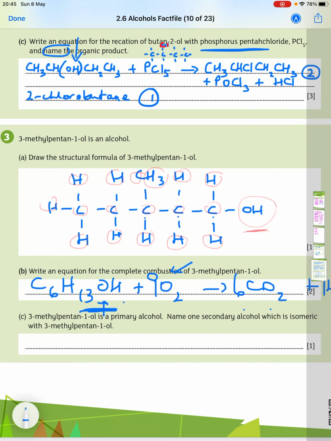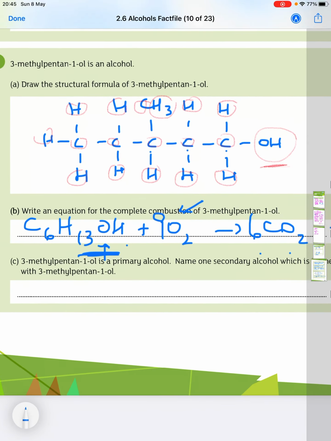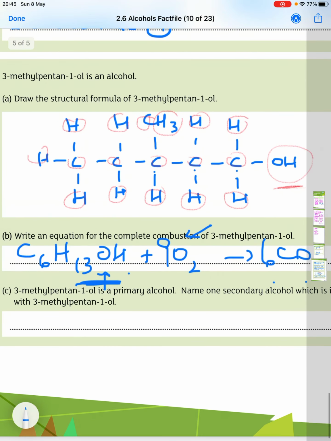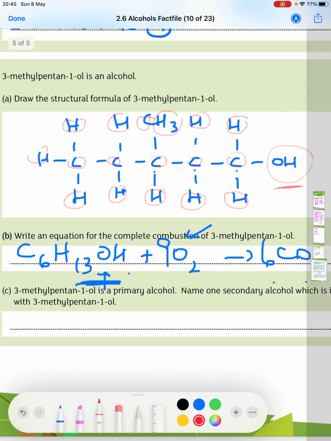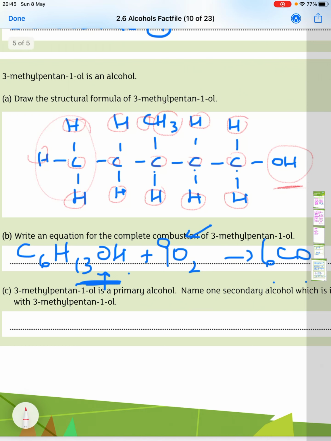3-methyl pentan 1-ol is a primary alcohol. Name one secondary alcohol which is isomeric with 3-methyl pentan 1-ol. So we've drawn the structure of the alcohol in question at the top there. So we're looking for something else which is secondary, which is isomeric with it. So the easiest thing to do here is to consider what would happen if you stuck one of these, like this methyl group here, onto this carbon here instead of that hydrogen.